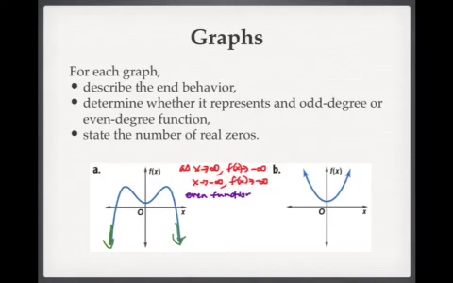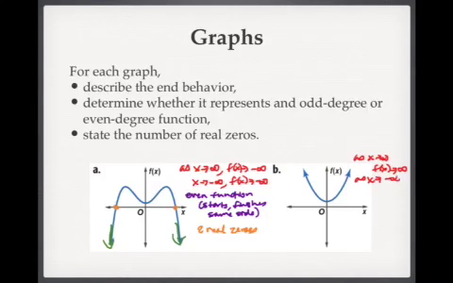And then finally the number of zeros, well, how many times does it cross the axis? That's easy, 1, 2, so twice. 2 real zeros, okay? Letter B, let's take a look at that. As x approaches infinity, it goes to the right, the function goes up, up, up, or approaches positive infinity. As x goes to negative infinity, f of x goes to positive infinity again. This is also an even function because it starts and ends on the same side. How many real zeros? In this case, none, because it never crosses the x-axis, so no real zeros.